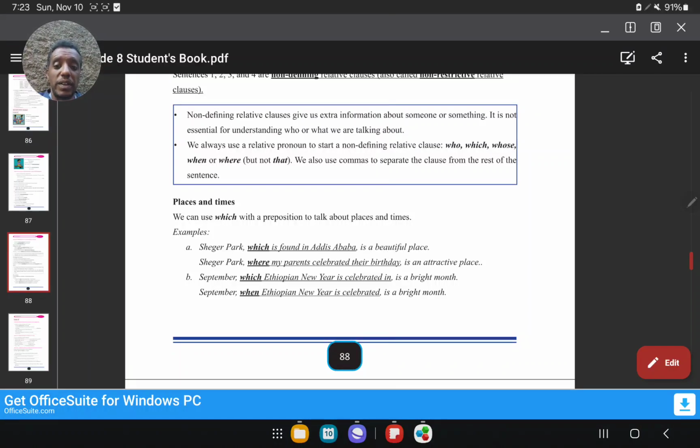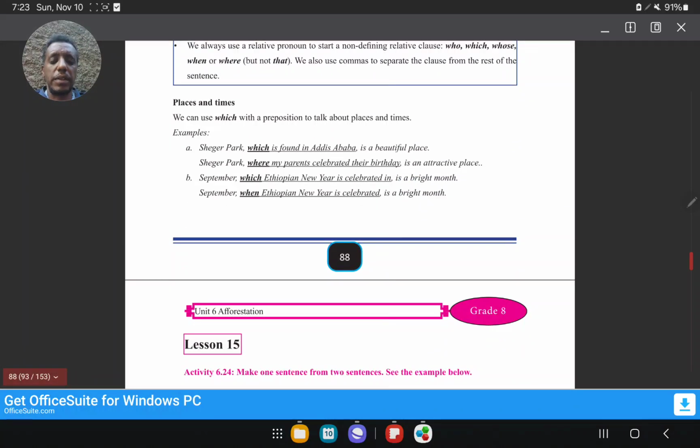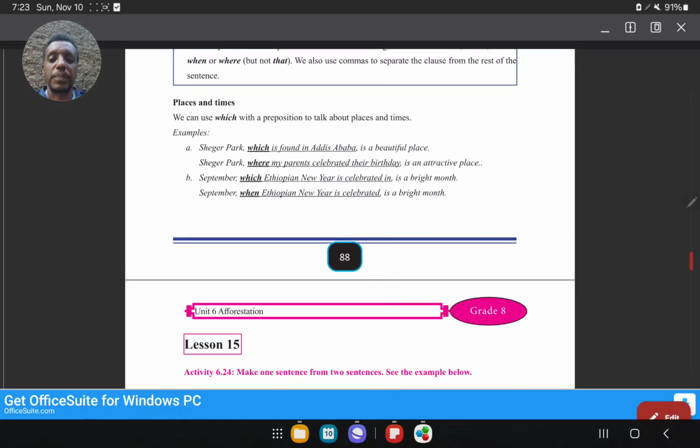Sugar Park, where my parents celebrated their birthday, is an attractive place. The first one is a choice: beautiful place, which is found in Addis Ababa. Sugar Park, where my parents celebrated. This has more focus on the location.